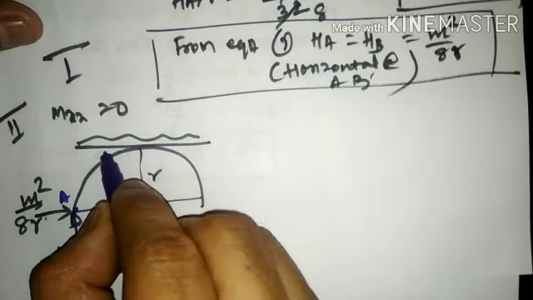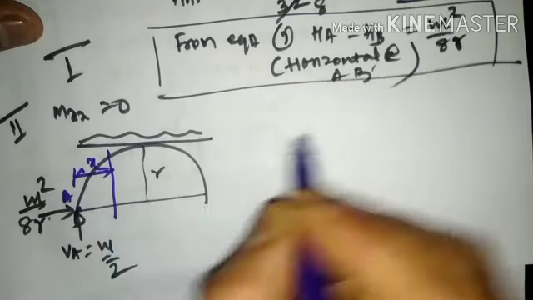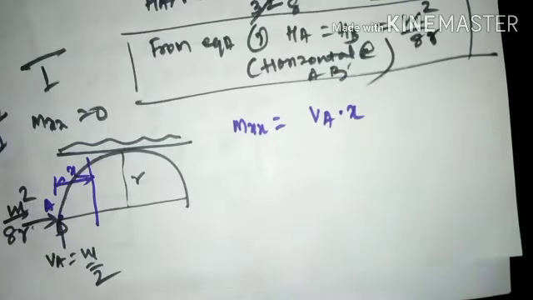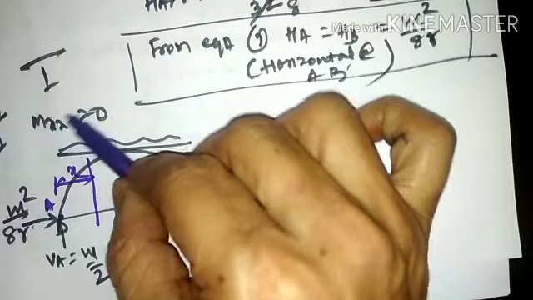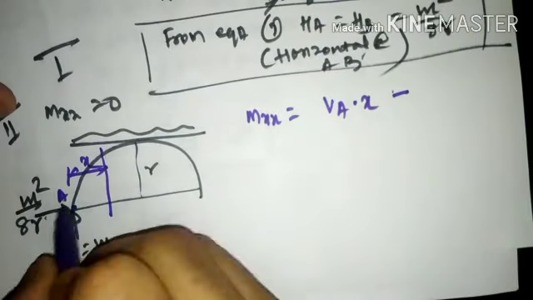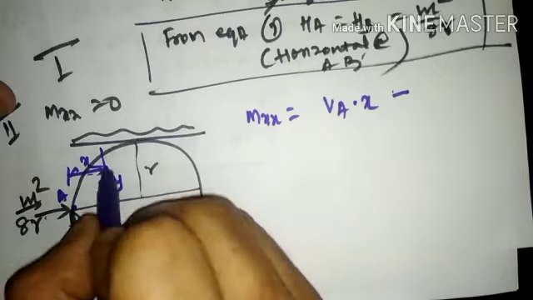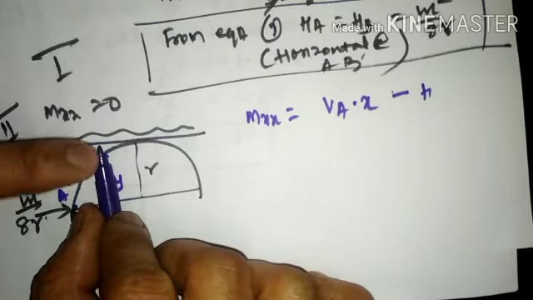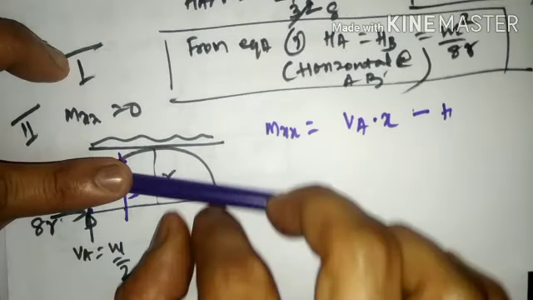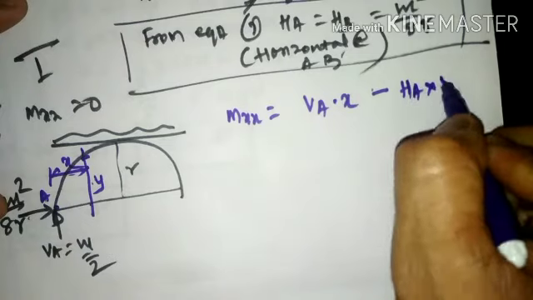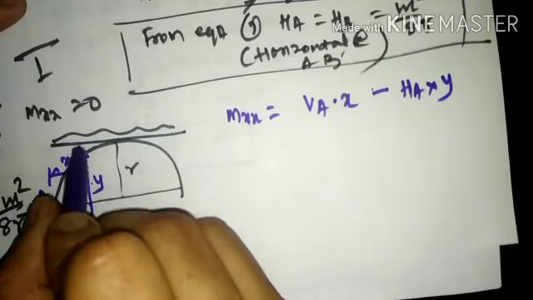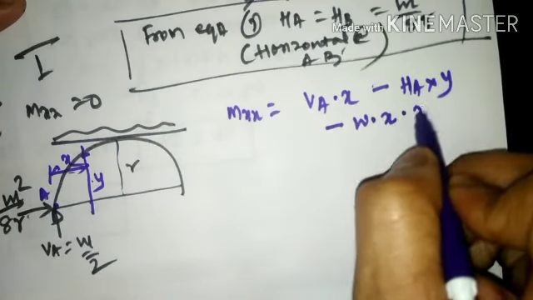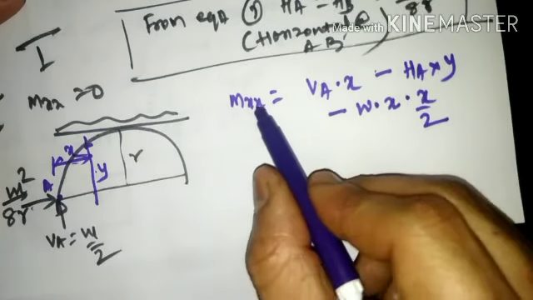So from A, if I consider any distance x here, moment at x shall be written as VA into x, which rotates in clockwise direction, plus minus of, as this is at any distance of x, height at this particular junction will be called y. So HA shall rotate in anti-clockwise direction. With reference to x, HA is towards the right hand side, which will rotate in anti-clockwise direction, minus of HA into y. Then on the top you have a UDL, which will rotate in anti-clockwise direction, minus of W into x by 2. So we need to find out the value of M of x.